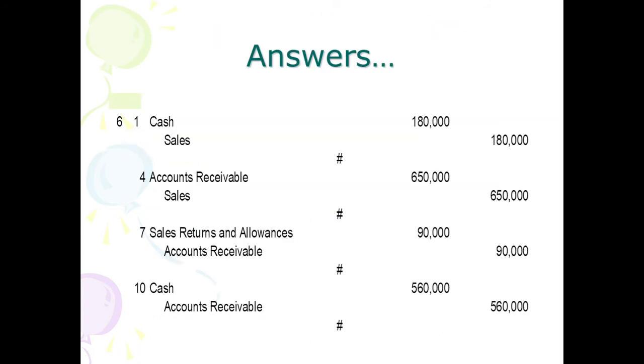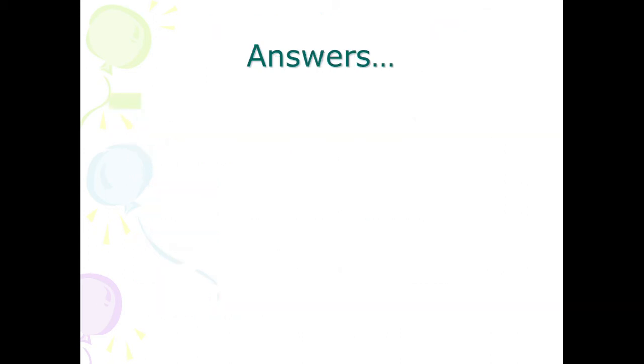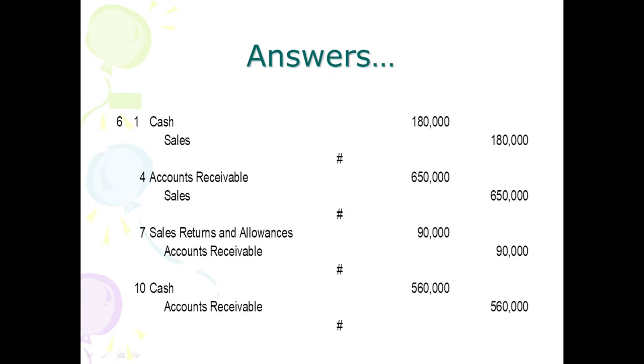So basically, here are the correct entries. Hopefully you were able to get the correct entries. Never mind the next slide, I made some changes, so we were not able to update that. So I repeat, on June 1, that's debit to cash and then credit sales, 180,000. I'll just correct the next slide. I forgot to update this one. So let's just change the entries we have right here.